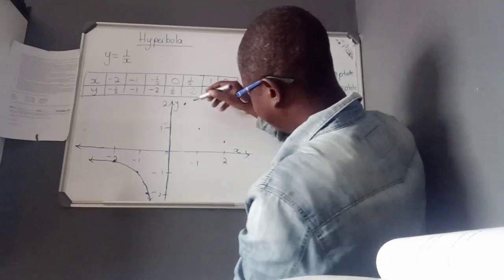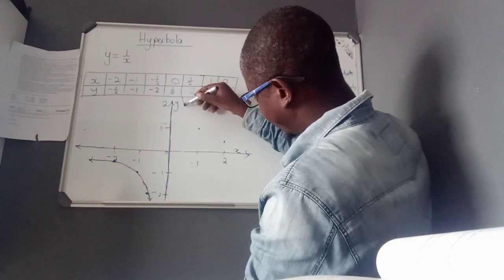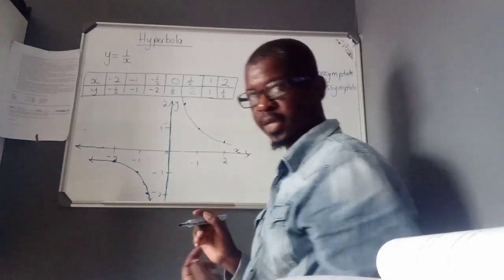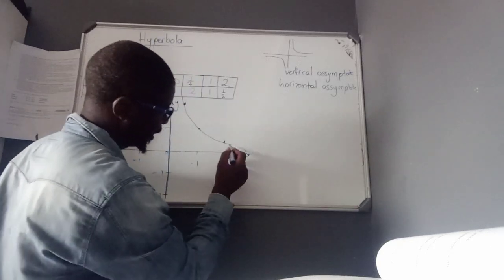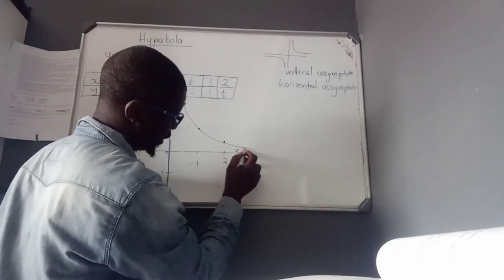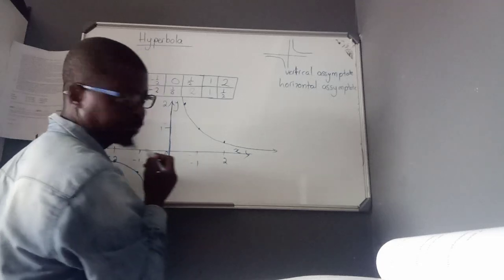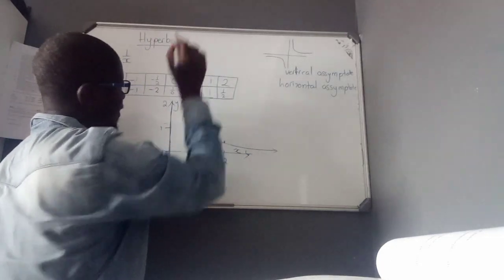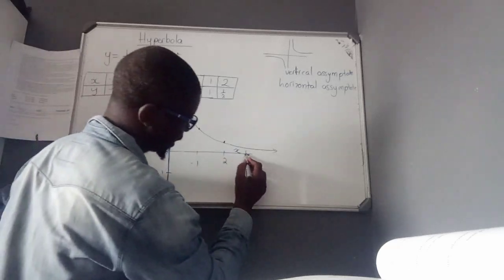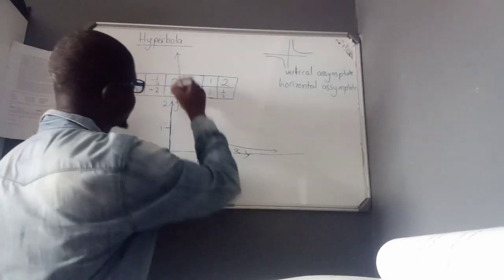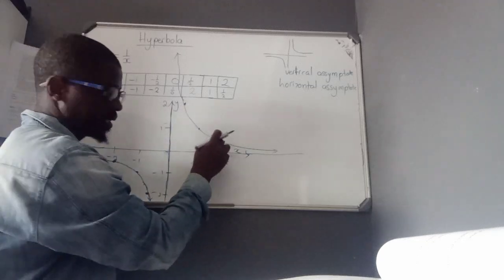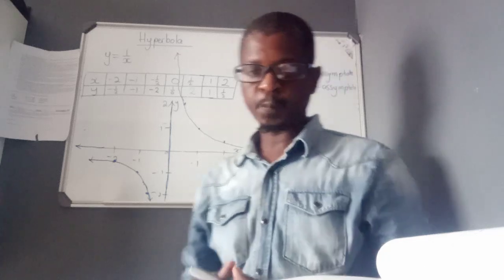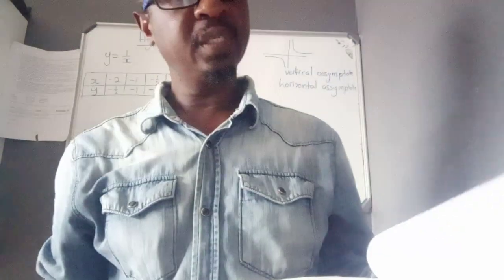So I have these points, and I can connect them with a line. But what it actually means is that this line doesn't stop here, it continues all the way like that. So I'm going to put an arrow on that side, and also an arrow on this side. Once again, this one is our vertical asymptote and this one is our horizontal asymptote. This graph does not ever touch the asymptotes, not in a million years.